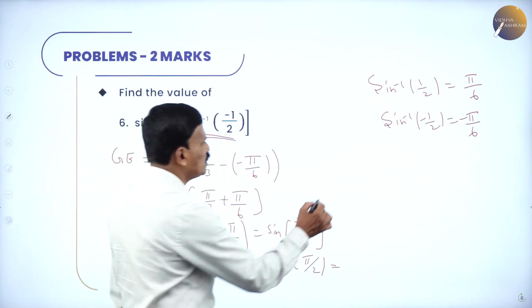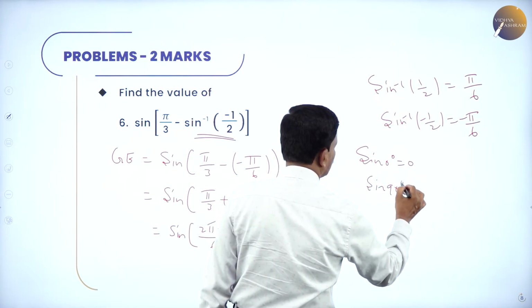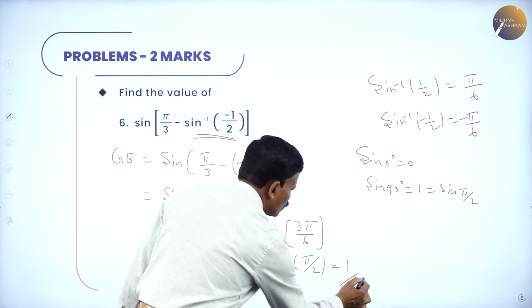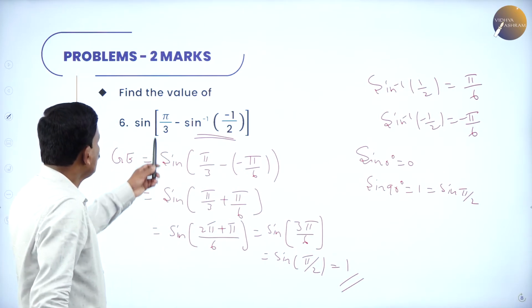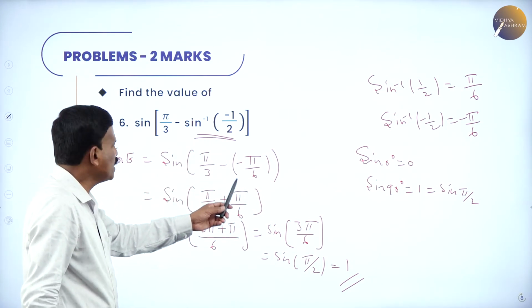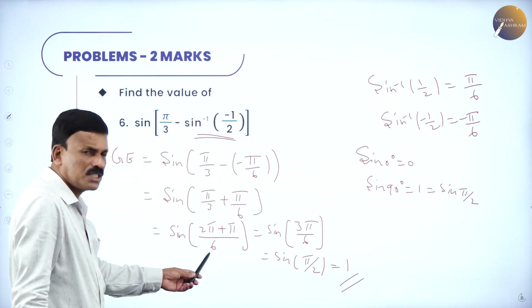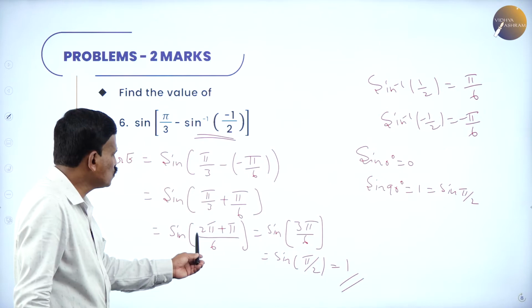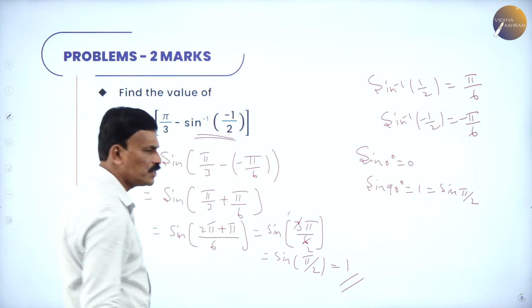What is sine 90? Sine 0 is 0 and sine 90 is equal to 1. So sine pi by 2, sine 90 is equal to 1. The simplified answer is 1. That's it. See here. Sine of pi by 3 as it is. Sine inverse of minus 1 by 2 is minus pi by 6. Minus into minus plus pi by 6. Pi by 3 plus pi by 6. That is, take LCM, 6 is the LCM. So 3 2s gets cancelled, 2 pi, 6 gets cancelled, pi, 2 pi plus pi is 3 pi by 6. 3 1s are 3, 3 2s are 6 gets cancelled, pi by 2.